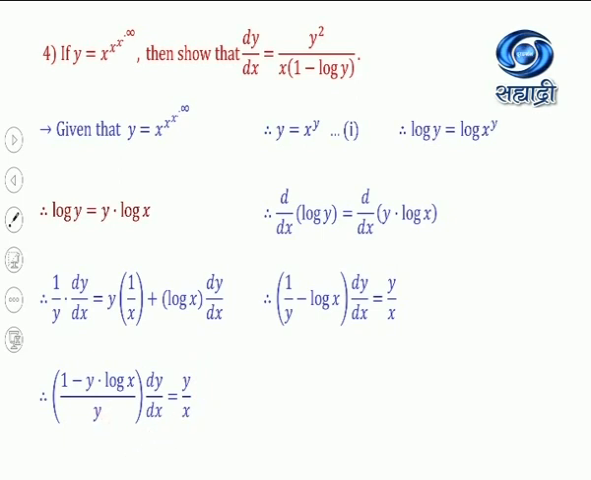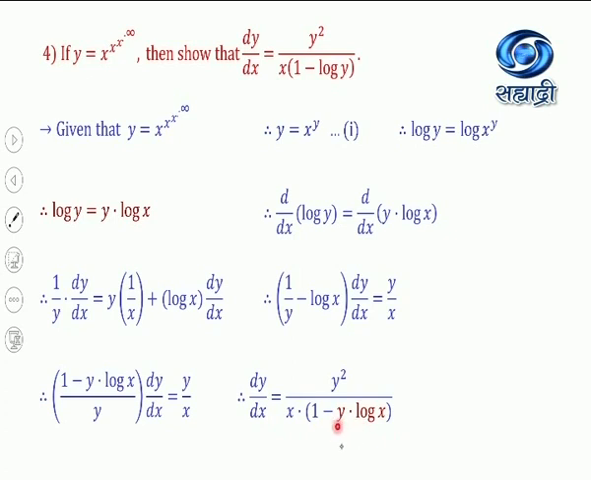Now take this on this side. So what we get? See here, dy by dx equal to, now this is denominator. If you take on right hand side, it becomes numerator. So y into y becomes y square. Now this is the numerator, 1 minus y log x. Take on RHS, it becomes a denominator. So x into (1 minus y log x).